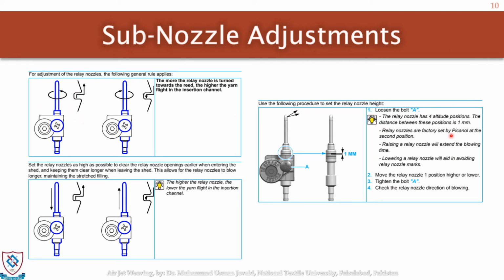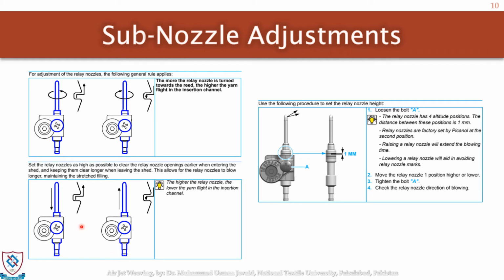Again over here the same setting is shown as in the previous slide. Here the manual of a Picanol weaving machine is shown. It is telling that if we turn the nozzle release holes very close towards the reed, the pressure will increase. On the contrary, if we turn it in a way that the release of pressure is away from the channel, it will cause less pressure to be exerted on the weft in the channel.